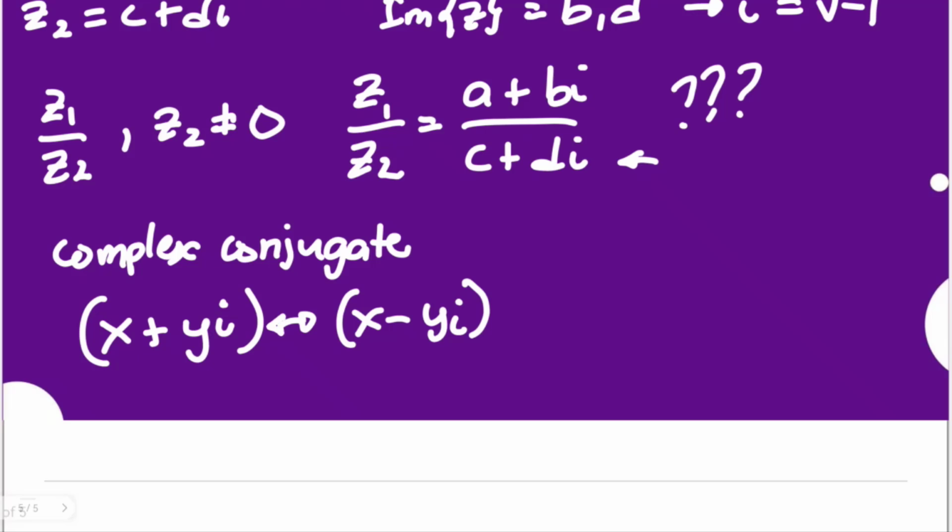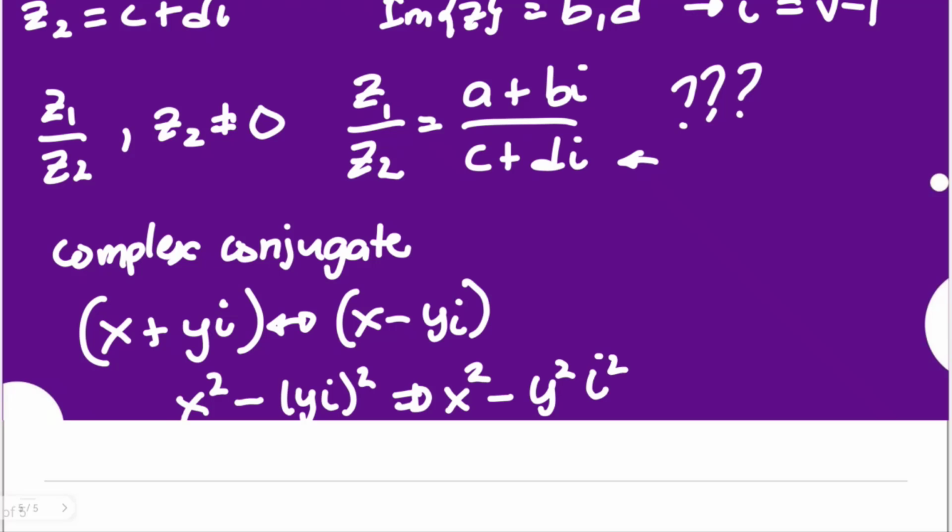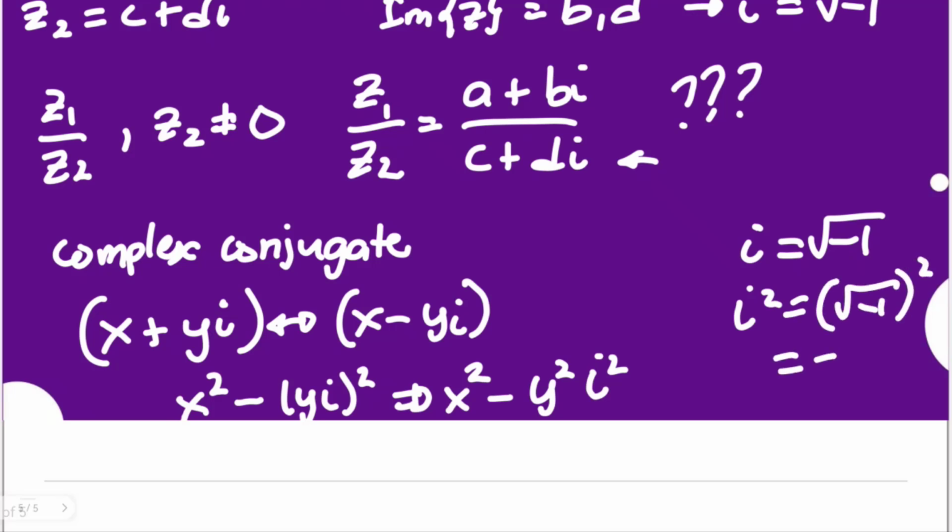This is true both ways, so that once you multiply them, according to the difference of two squares, you get x squared, and you have the square of yi, with a minus, which will yield x squared minus y squared i squared. And we know that i is the square root of negative 1, so i squared is negative 1. In short, this is further equal to x squared minus y squared times negative 1, which gives us x squared plus y squared.